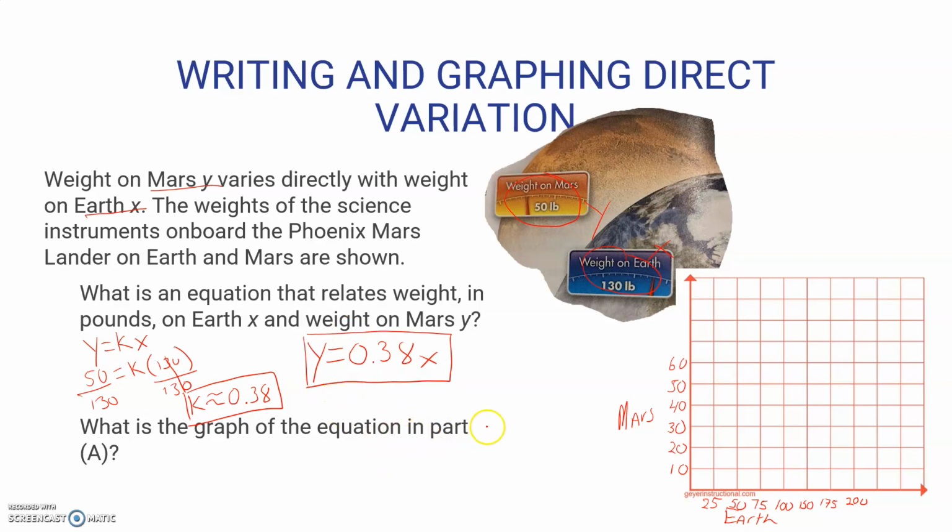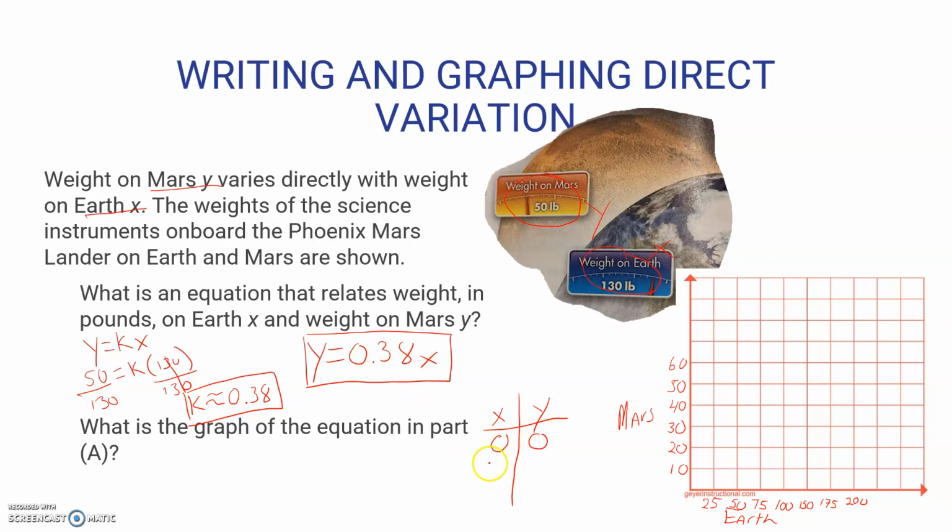And then we need to graph it. And so if we're going to graph it, we can just pick some points to plug in here for x and y. An easy one to always pick is 0. So we replace x with 0. 0.38 times 0 gives us 0.